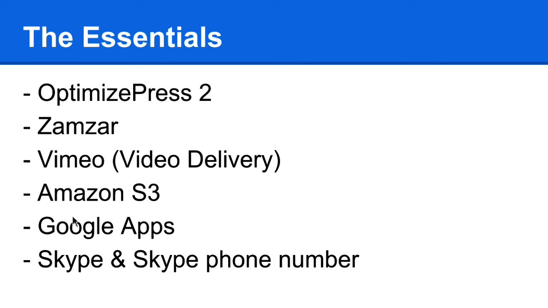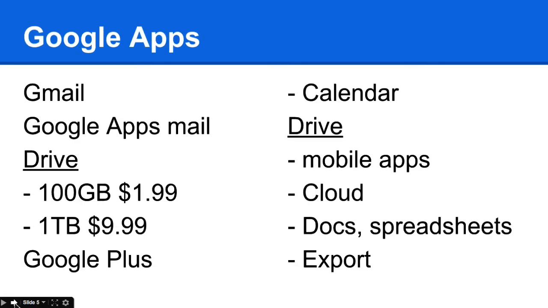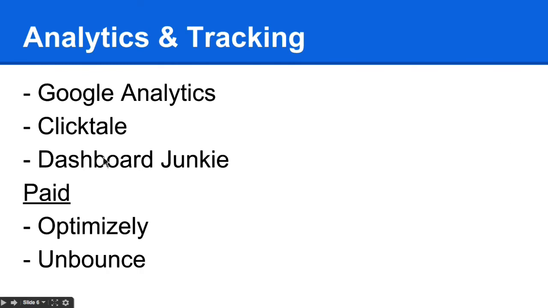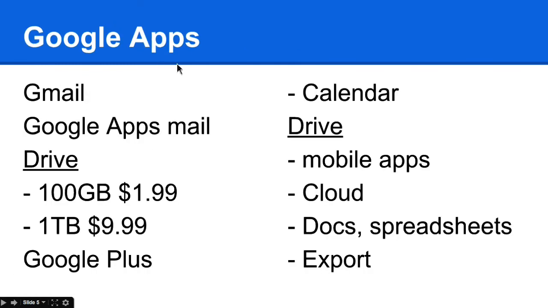So I've put Skype and Skype phone number. Google Apps, I've just said I'll cover that again. A whole bracket of stuff comes under Google Apps. I use it for so many different tools effectively. It's got everything. My main email application is Google Apps. So I use email. I also use Gmail as well.